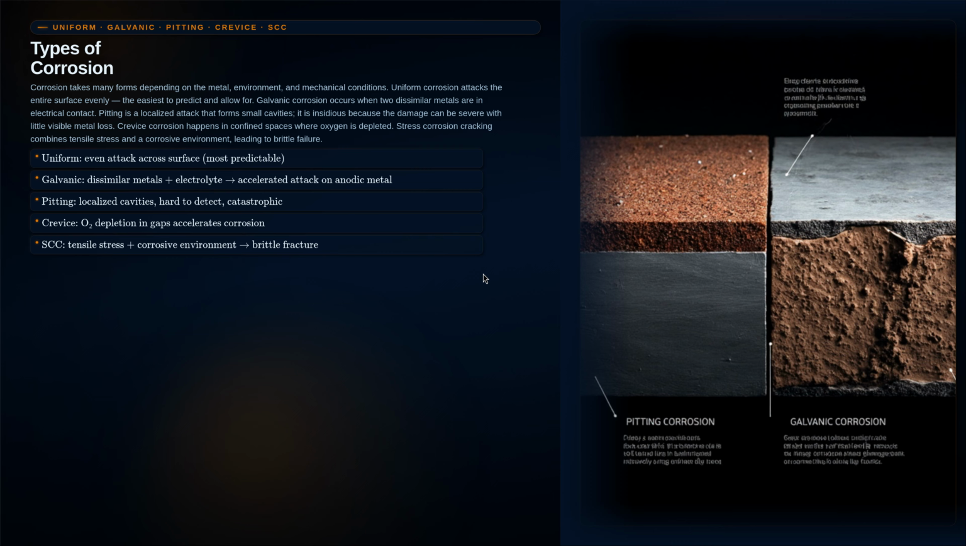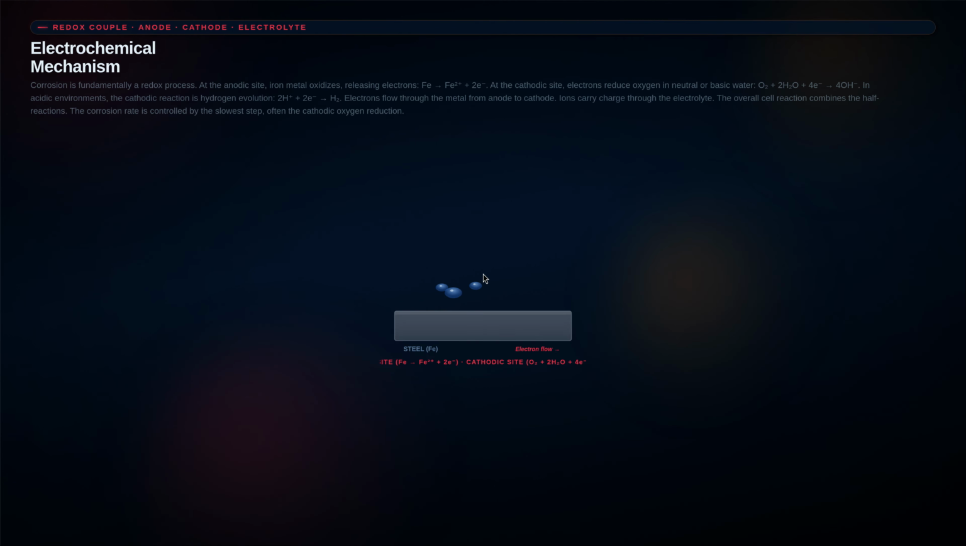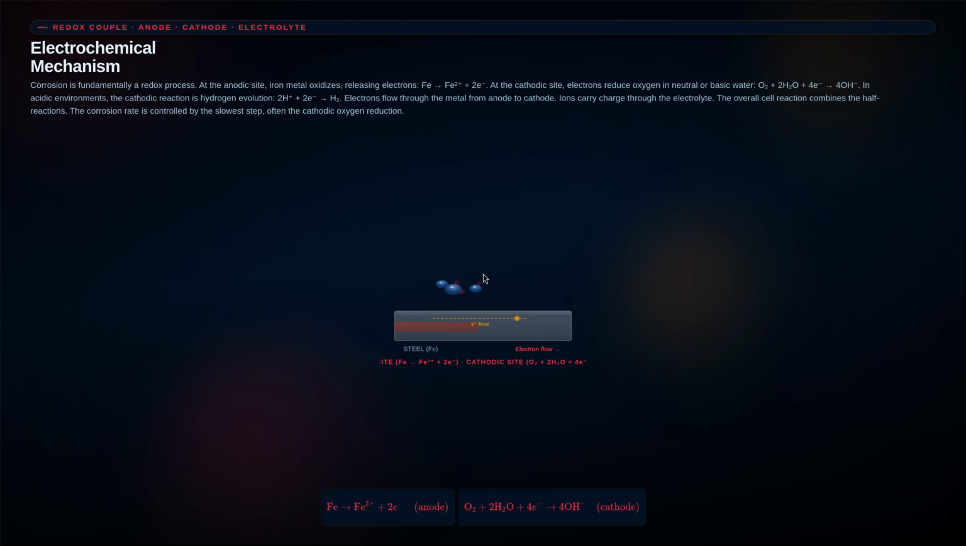Crevice corrosion happens in confined spaces where oxygen is depleted. Stress corrosion cracking combines tensile stress and a corrosive environment, leading to brittle failure. Corrosion is fundamentally a redox process.